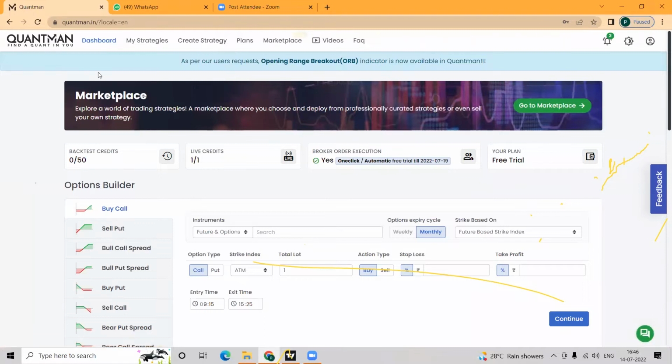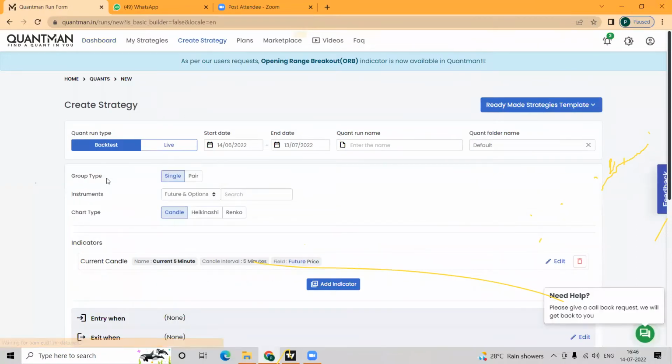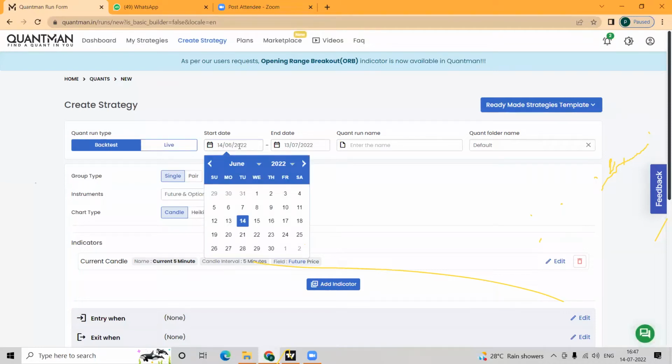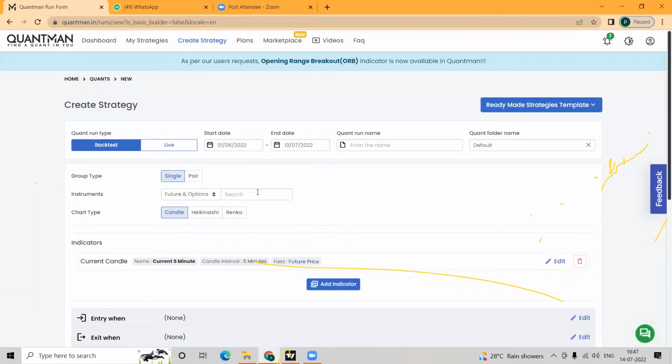First, I'm going to create a very simple strategy on a daily basis. So you directly go to Create Strategy. First, can you see the Backtest and Live button? I am going to backtest the strategy first, so I'm selecting Backtest. For the start date, we have the data from 2017 onwards. You can choose based on your requirement. For the time being, I am choosing the date from June 1st to yesterday.